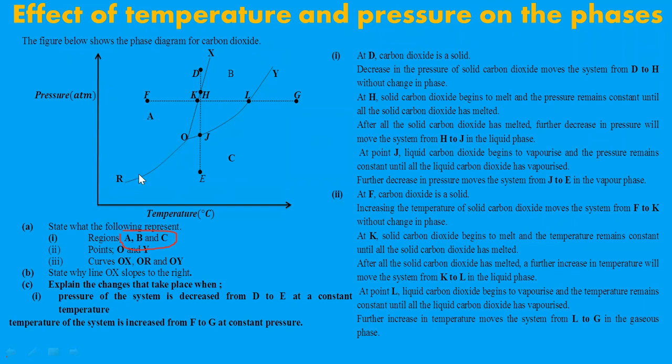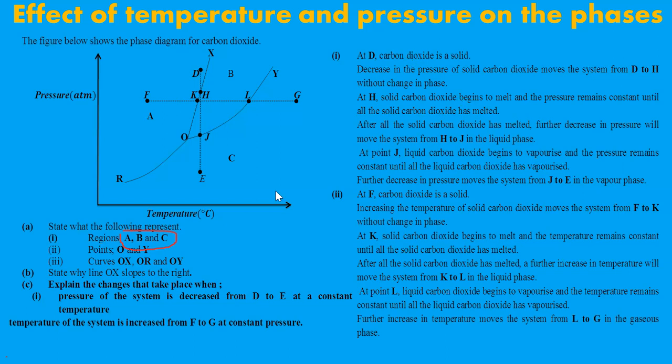What is curve OR? Let's continue with that. Yes, Ali. Curve OR is the sublimation curve of solid carbon dioxide. Is that clear? Yes, teacher. Curve OY. Who's naming curve OY? Curve OY is the vaporization curve of liquid carbon dioxide. Very good. Vaporization curve of liquid carbon dioxide.